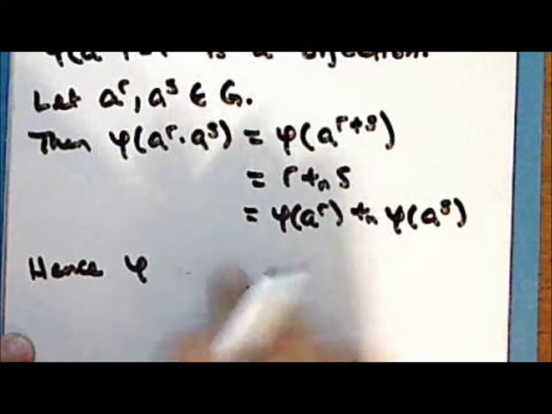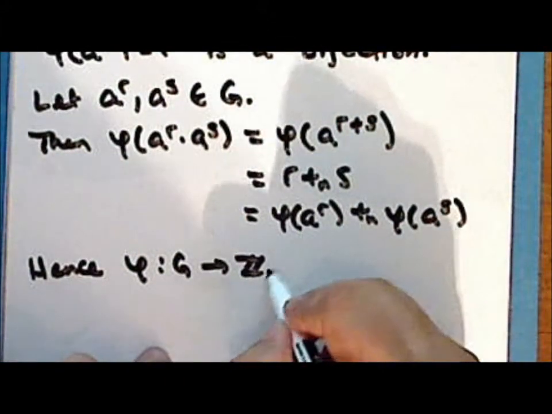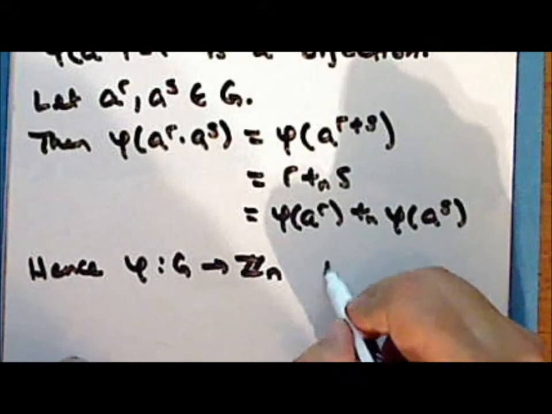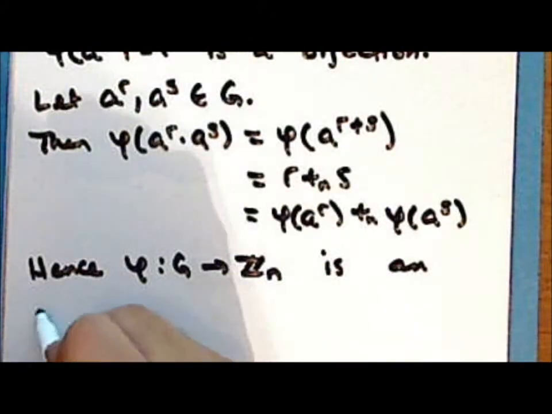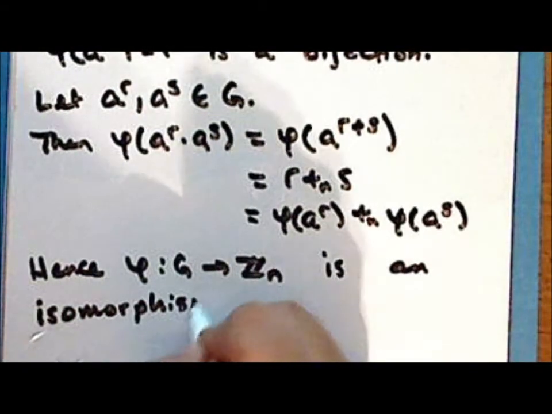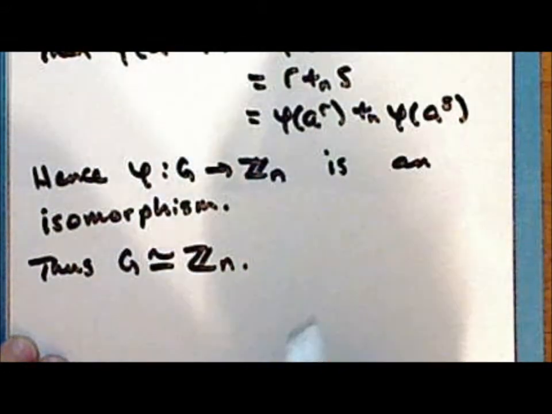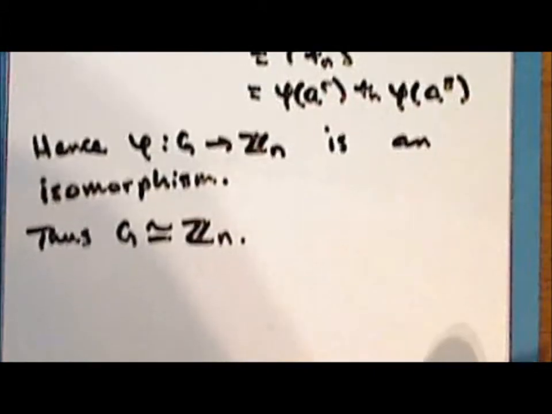Phi is a map from the group into the integers modulo n, and is an isomorphism. And thus the group is isomorphic to the integers modulo n under addition modulo n.